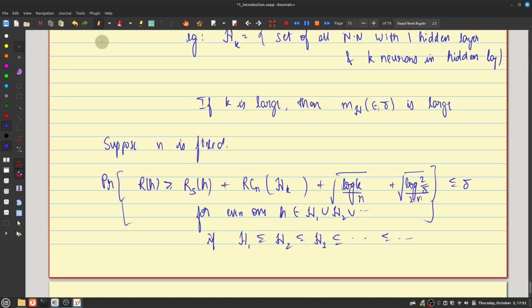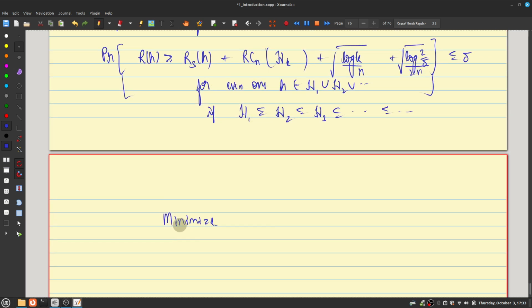So little h would belong to some H_k, right? It will belong to H_{k+1}, H_{k+2}, and so on. So for every H_k that h belongs to, this bound is true, right? So you can take k to be the smallest parameter for which little h belongs to H_k. For every sequence of hypothesis classes, right?